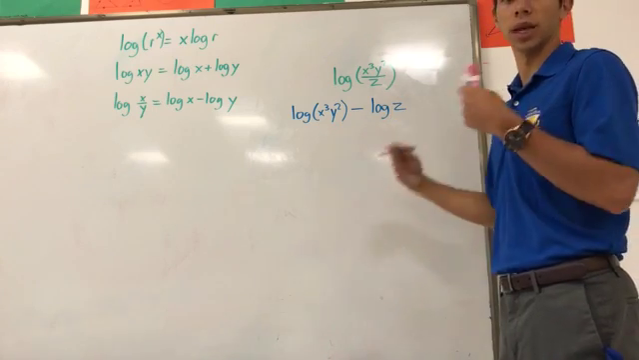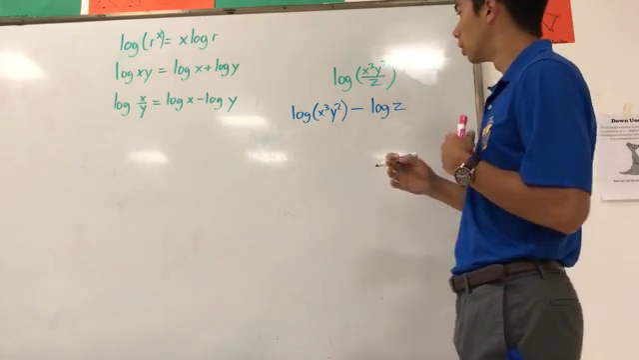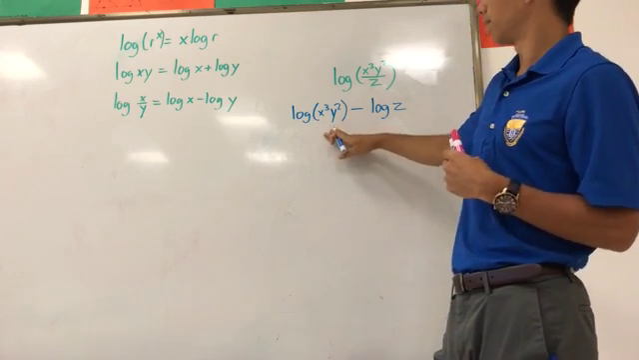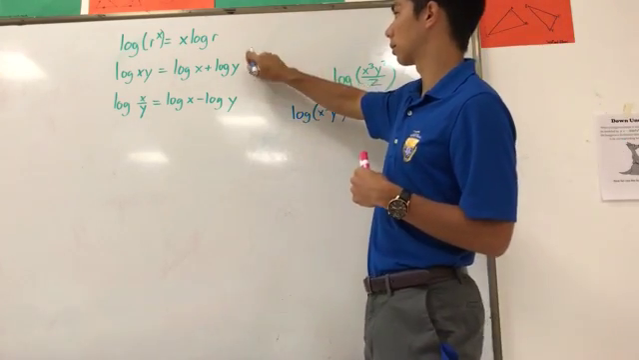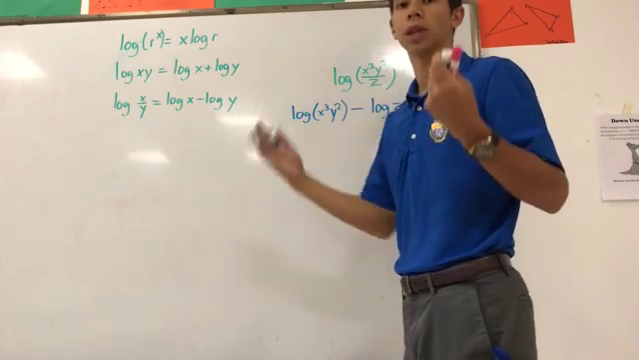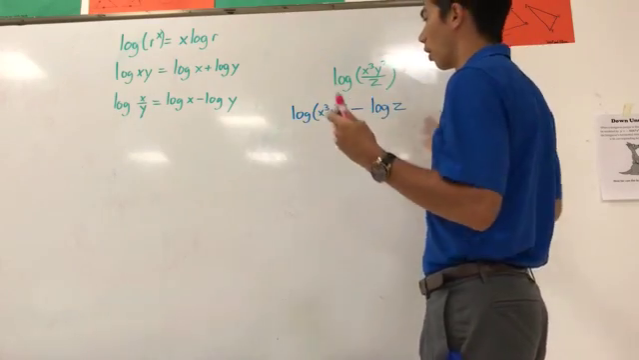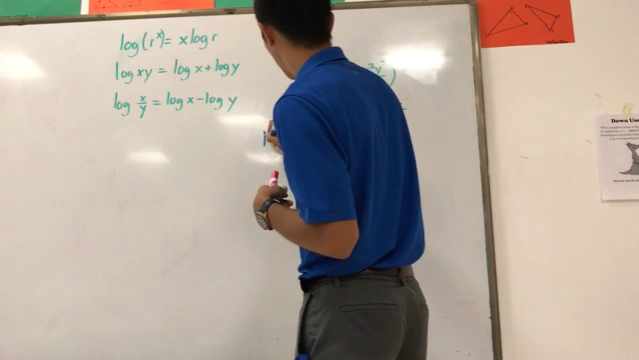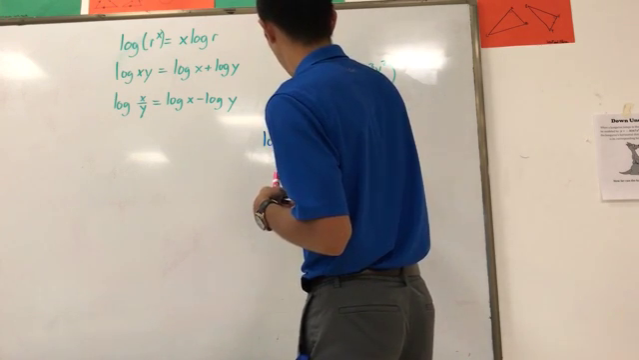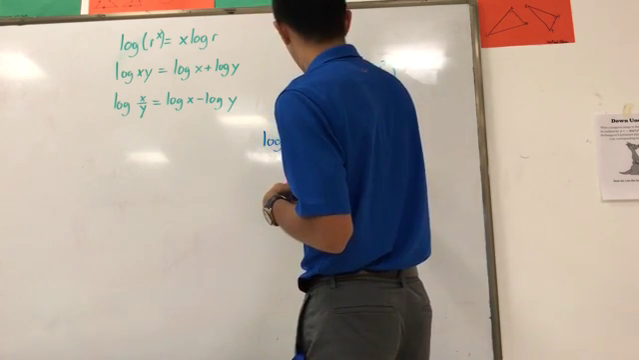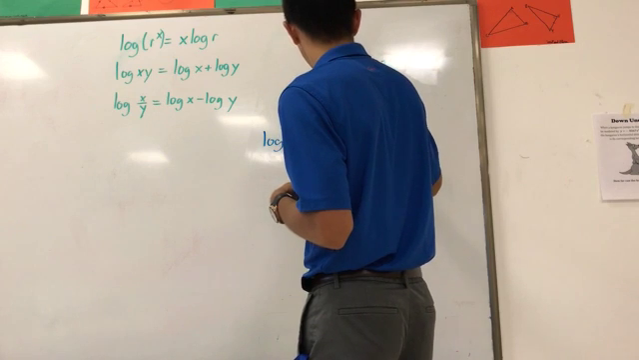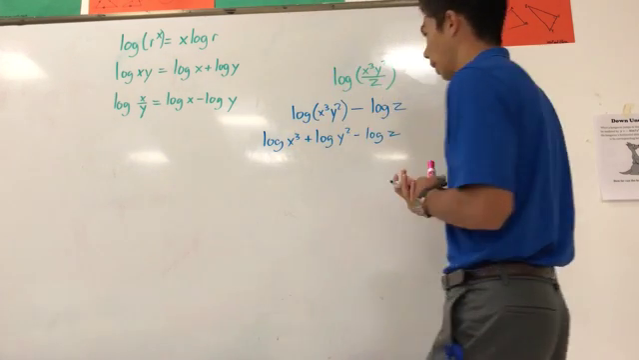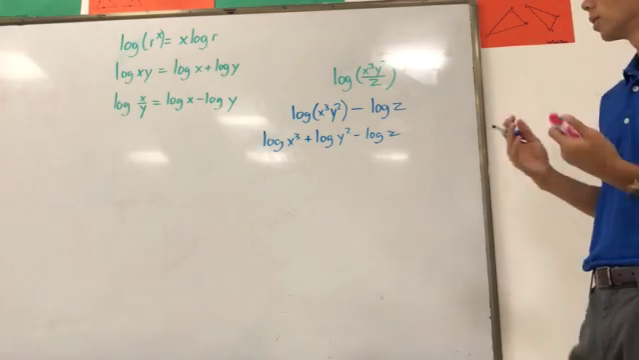This log z is going to stay with us the whole time and it's not going to change. Okay, now I have the log of two things being multiplied by each other, which means I'm going to use my second property right here, and I'm going to split them up into two separate logs. So one that has a log x in it, one that has a log y. So it'll become log of x cubed plus log of y squared minus that log of z. Okay? Now we are almost done.